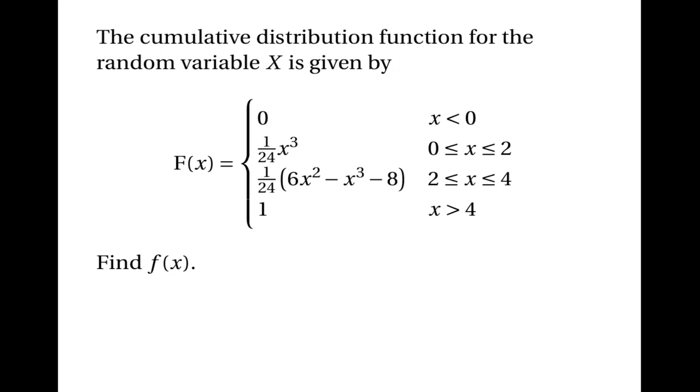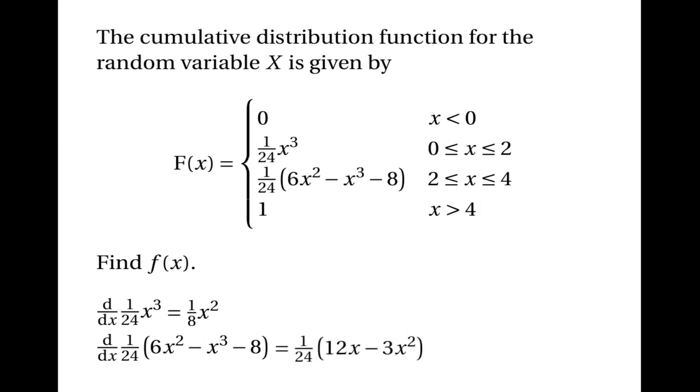Well, you know that the opposite of integration is differentiation, and so all we need to do here is to differentiate these expressions. First of all, we'll differentiate 1 over 24 times x cubed, and that gives us the answer an eighth of x squared. And secondly, we'll differentiate 1 over 24 times 6x squared minus x cubed minus 8. And that gives us the answer 1 over 24 times 12x minus 3x squared, which if you simplify a bit, gives you an eighth of x times 4 minus x.